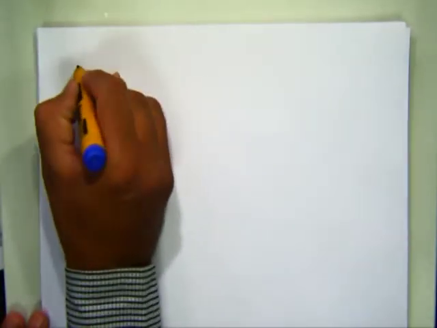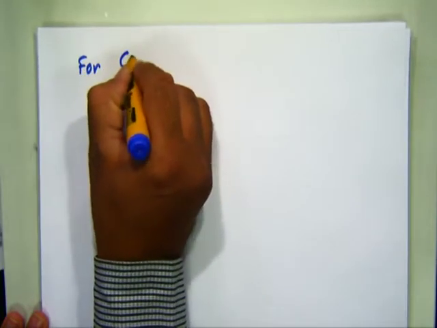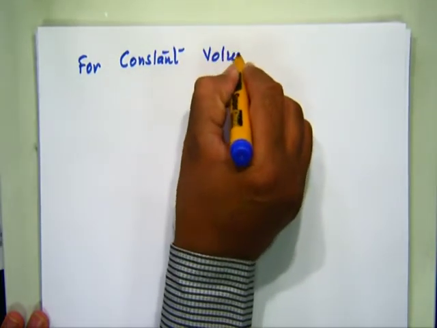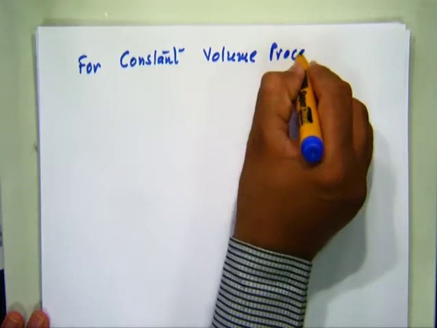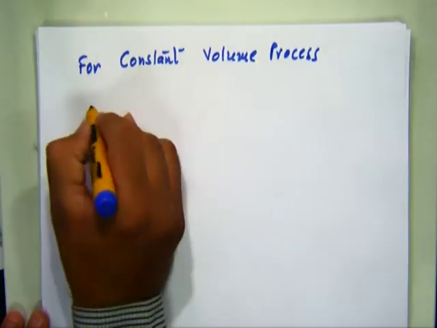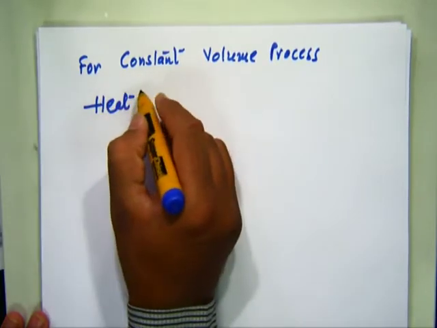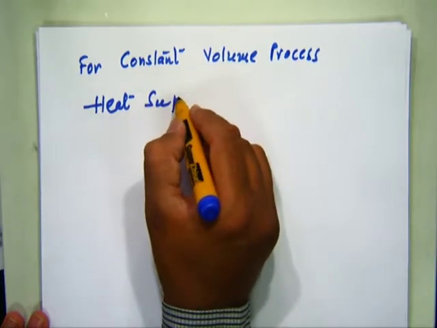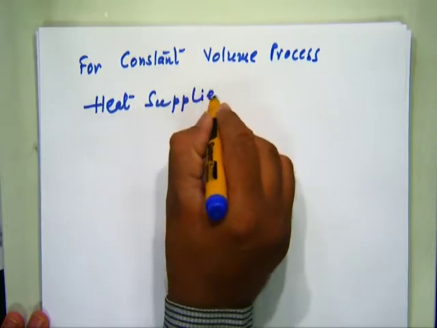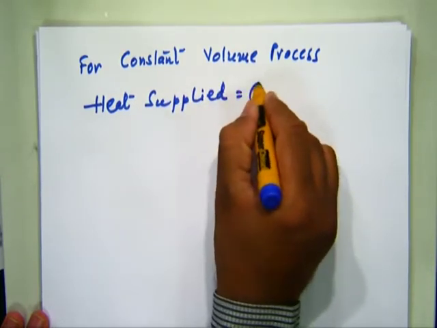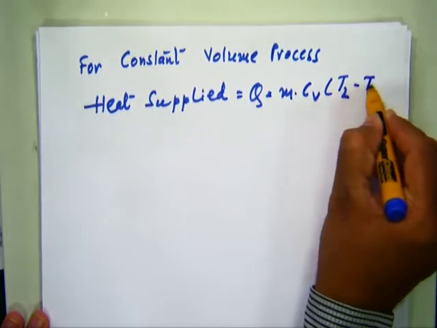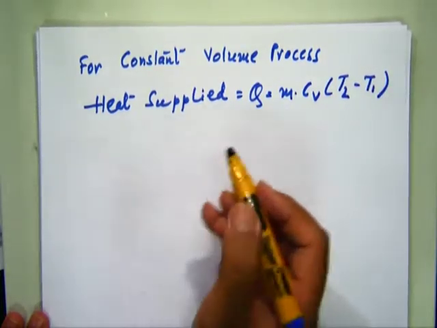Now, for constant volume process, heat supplied, that is equal to Q, that is equal to M into Cv into (T2 minus T1).